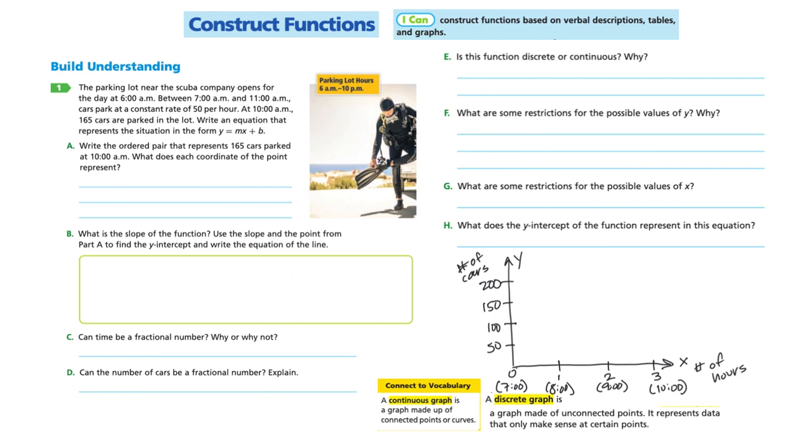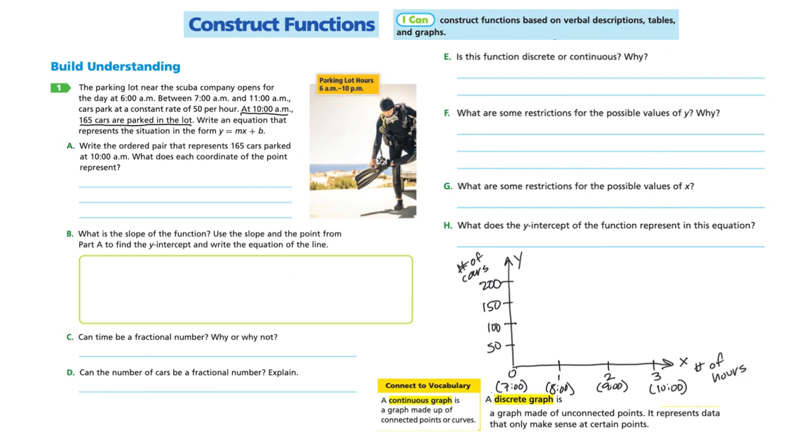So let's look at A. A says, write the ordered pair that represents 165 cars parked at 10 a.m. What does each coordinate of the point represent? So I drew this little graph down here to help us look at that. They tell us that at 10 a.m., 165 cars are parked in the lot. They say that they start at 7. So what I've done here is you can see that I have the hours 0, 1, 2, and 3, and then I've written the times there to give you an idea of what that means.